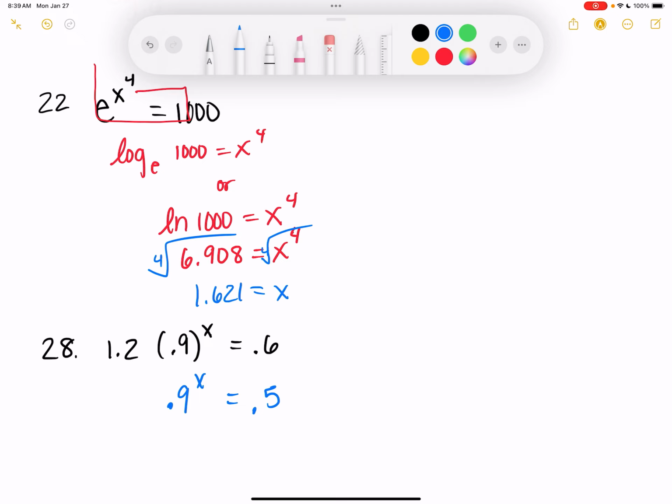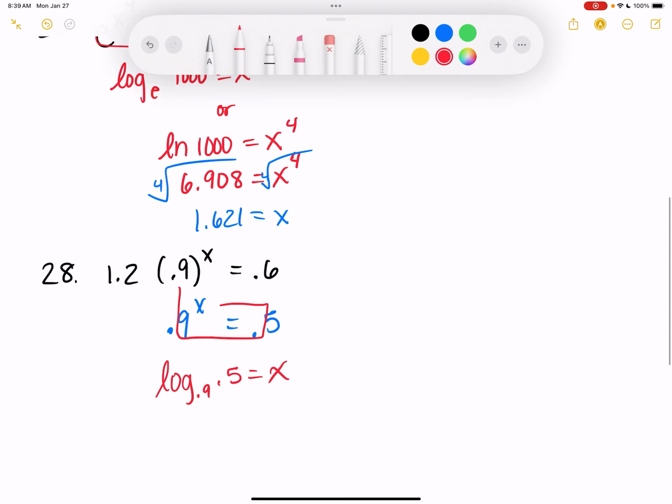So now that it's set this way, I can do the L. So log base 0.9 of 0.5 equals x. So that gives me, oh, too far. 6.579. And that would be my answer on that one.